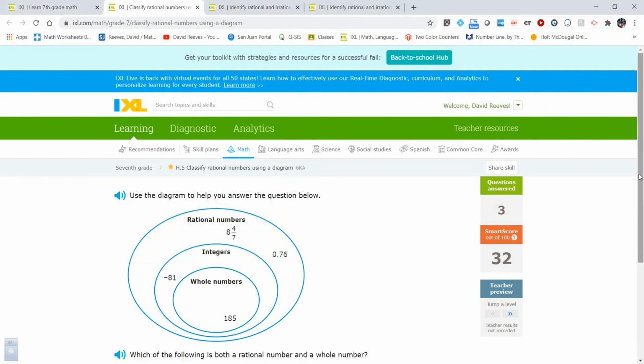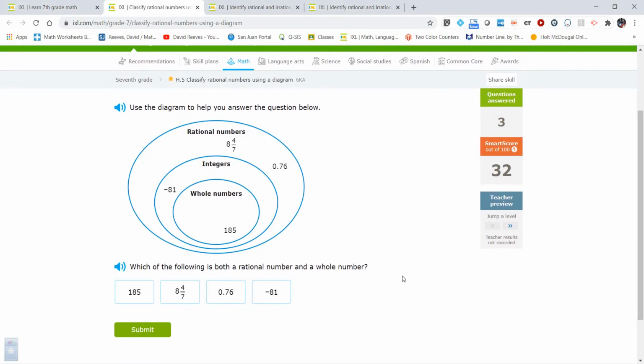All right, what about this next one? Which of the following is both a rational number and a whole number? All right, so this one right here is definitely not a whole number, right? This one right here, not a whole number. Whole numbers cannot be negative, so 185 is the only one that is a whole number. It's also an integer. It's also a rational number. See how it's in the smallest circle here?